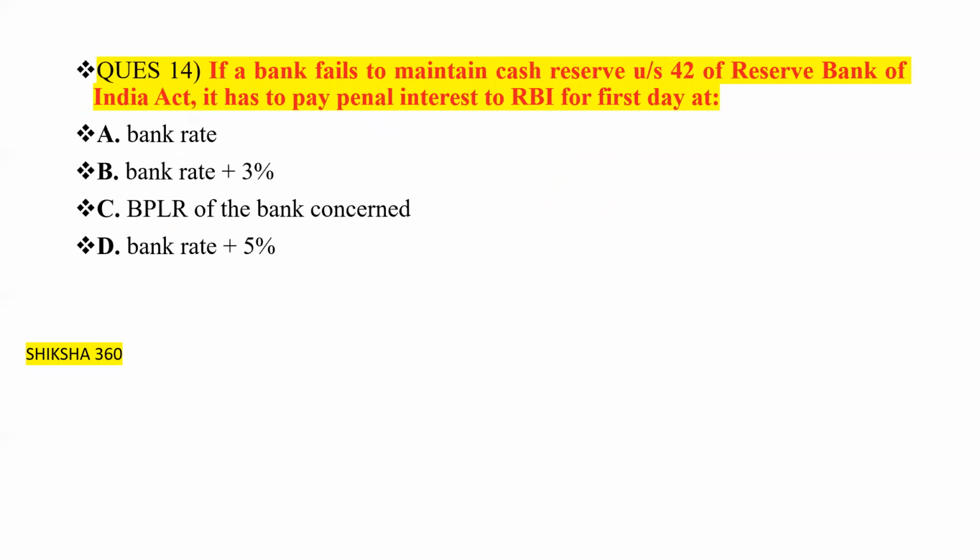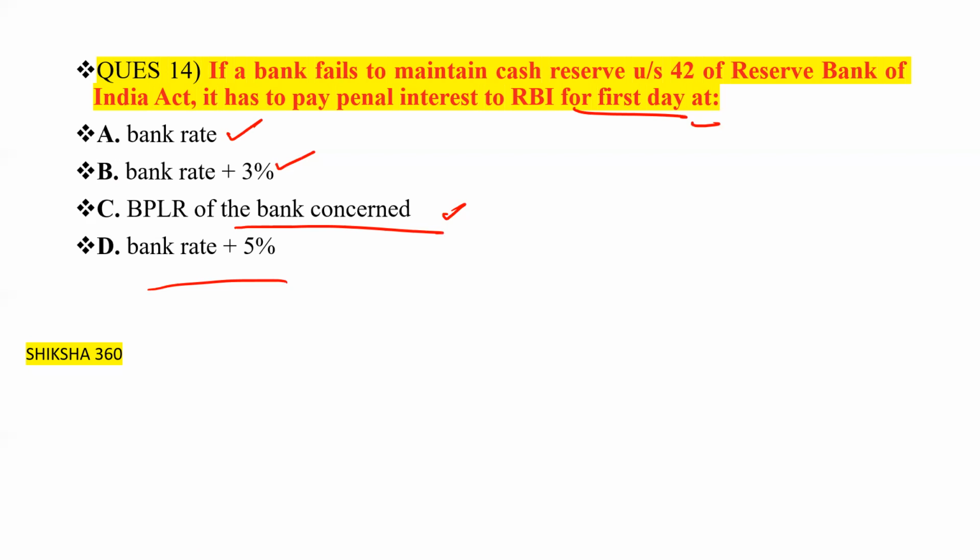Clear, if a bank fails to maintain cash reserve, first of all you have to remember that the cash reserve a bank has to maintain is under section 42 of the Reserve Bank of India Act, okay. So if a bank fails to maintain cash reserve under section 42 of the RBI Act, it has to pay a penal interest to RBI for the first day. How much penal interest? Bank rate plus 3%, BPLR of the bank concerned, or bank rate plus 5%, clear.